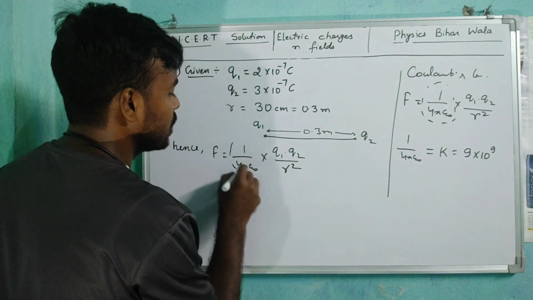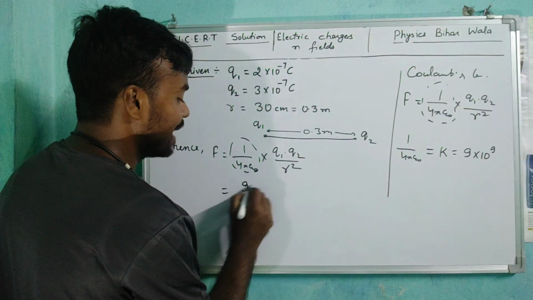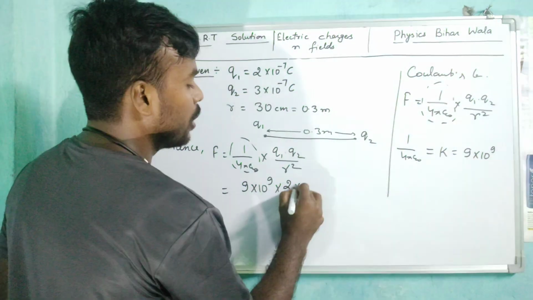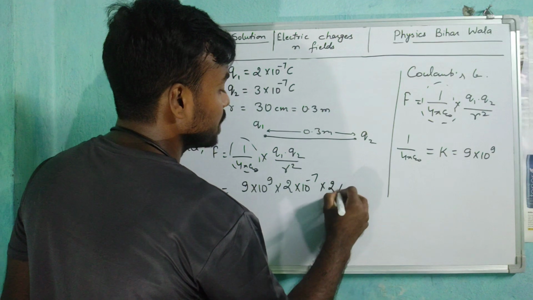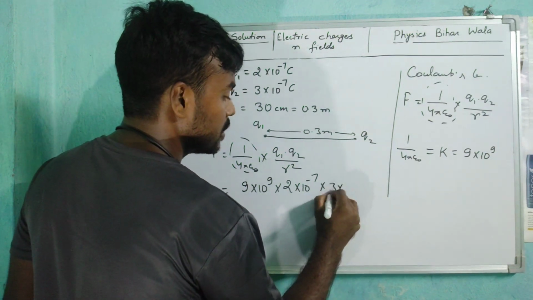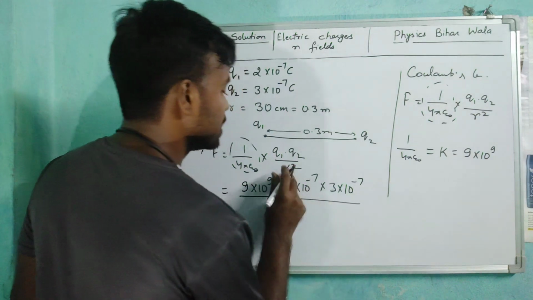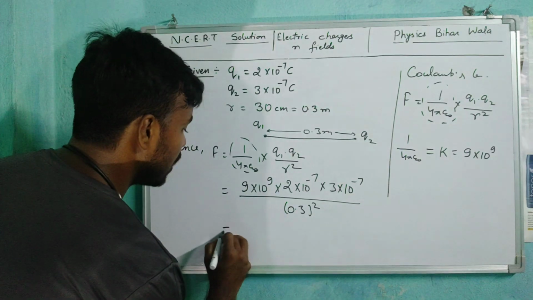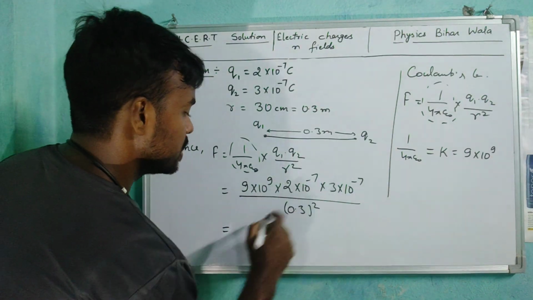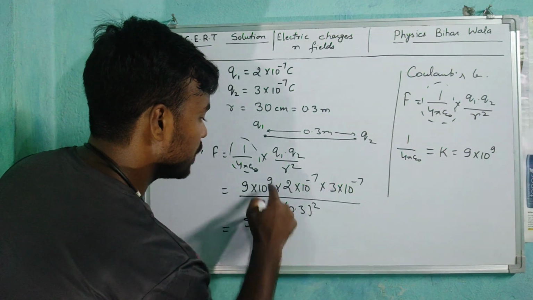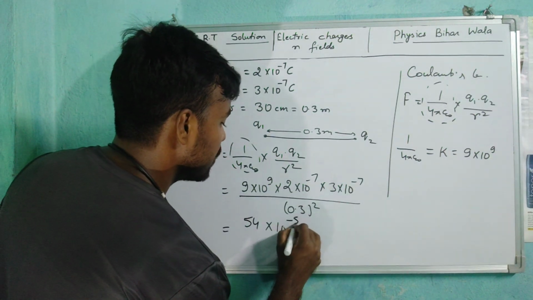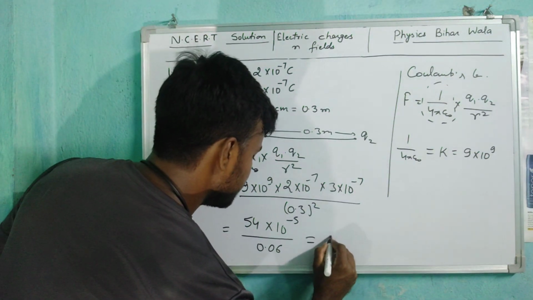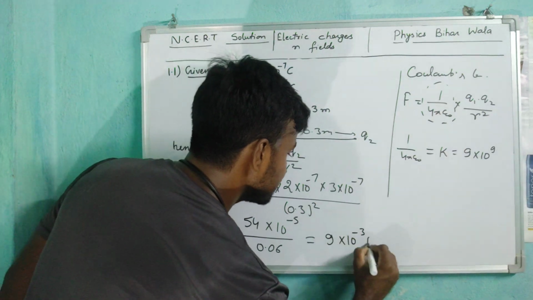What is the value of this constant? The constant is 9 into 10 to the power 9. The value of Q1 is already given. We have to put in all those values. Mind it, all those quantities must be in SI units. We have already converted the distance into SI, that is 0.3 square. When we solve it, we get 9 into 6 is 54 into 10 to the power minus 5 divided by 0.09. So we get 9 into 10 to the power minus 3 Newton.